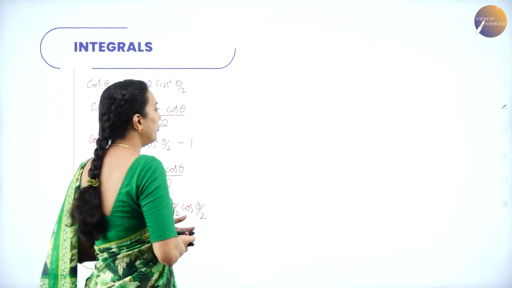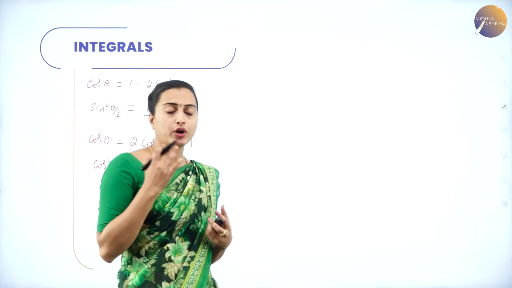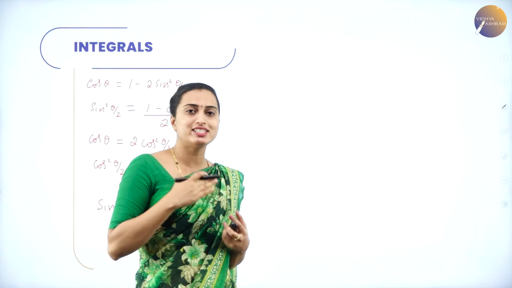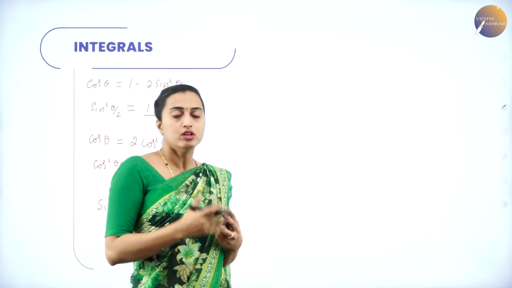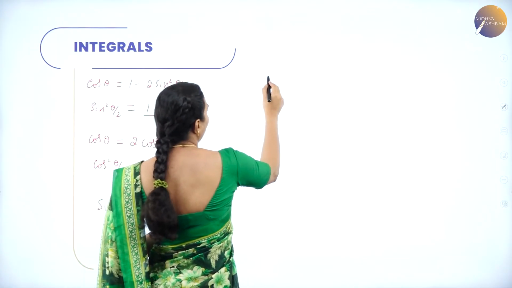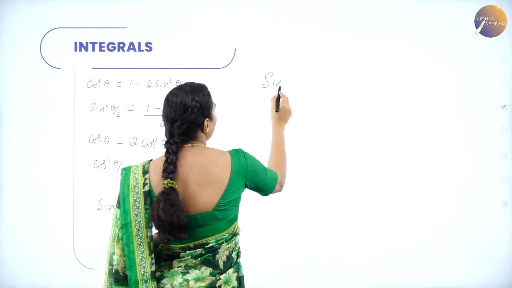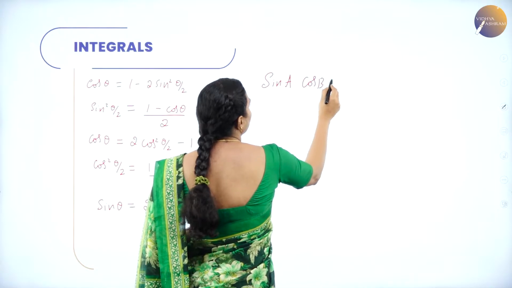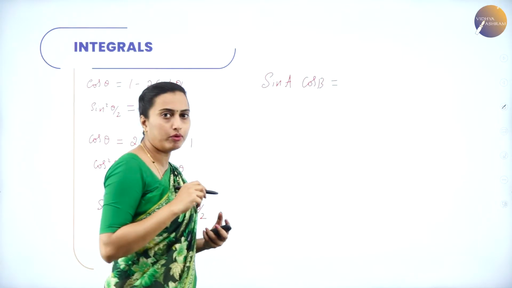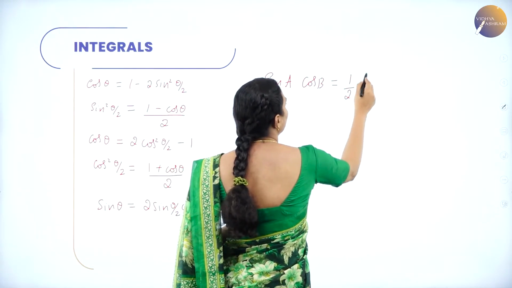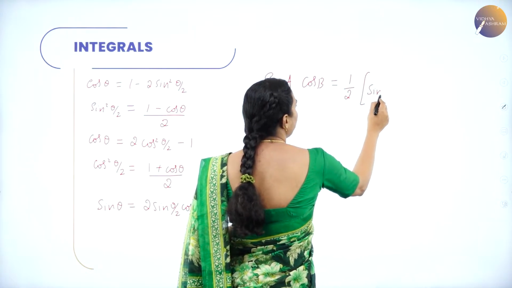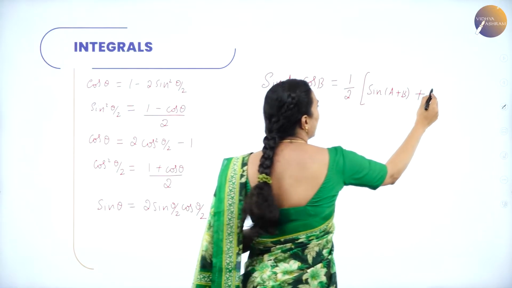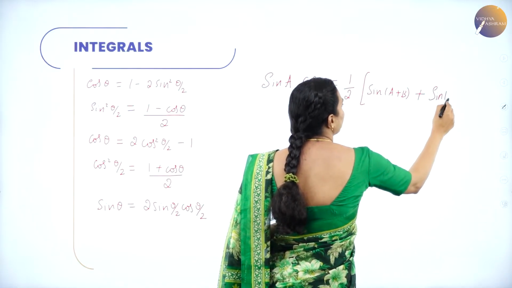So next we'll be moving on to the product of sine and cos, cos and cos, cos and sine, sine and sine. So what happens if the product of the angles like sine A into cos B, this can be written in the form of half into sine of A plus B plus sine of A minus B.